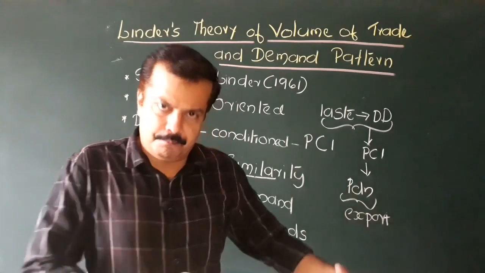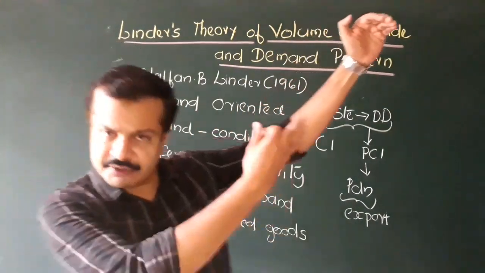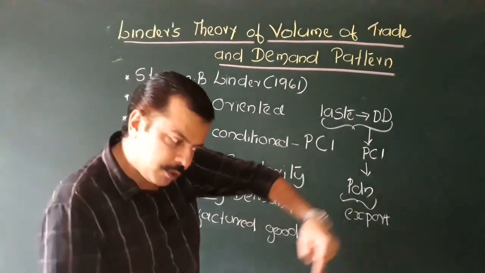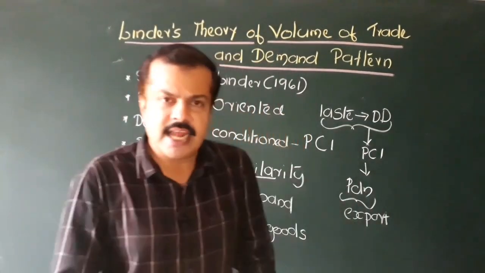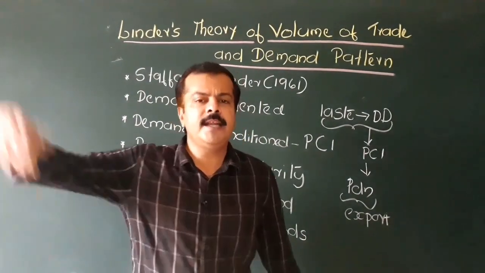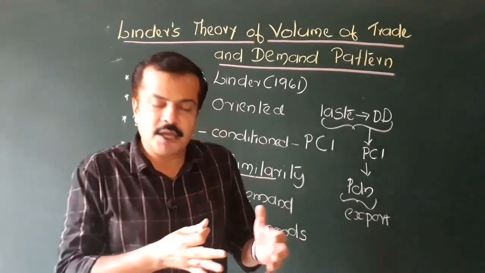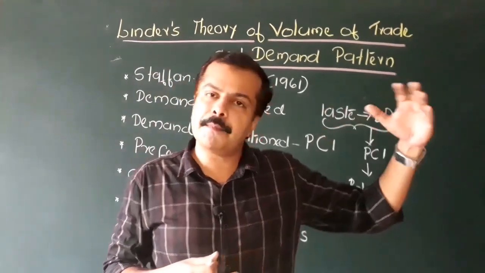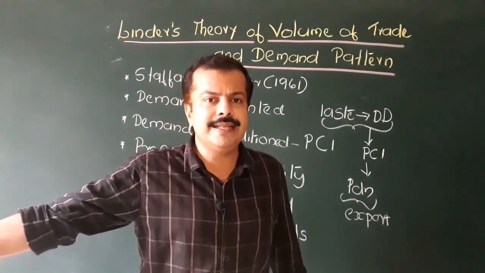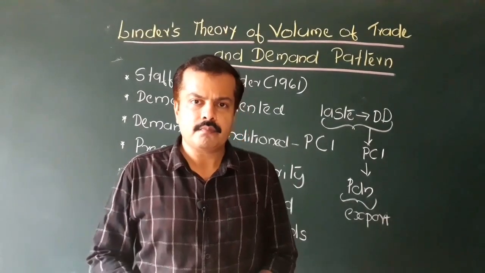So a portion of trade will also take place between high income countries and low income countries because of this overlapping demand. At least a segment of the consumers of the less developed country demand the products produced in the developed country, and similarly a segment of the consumers of the developed country demand commodities produced in the developing or less developed country as well.